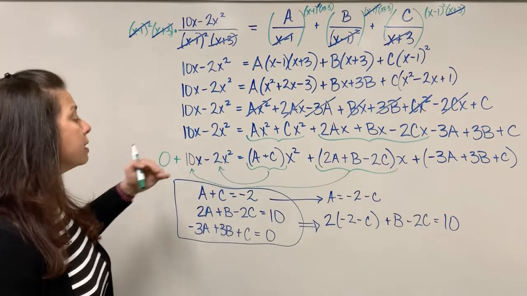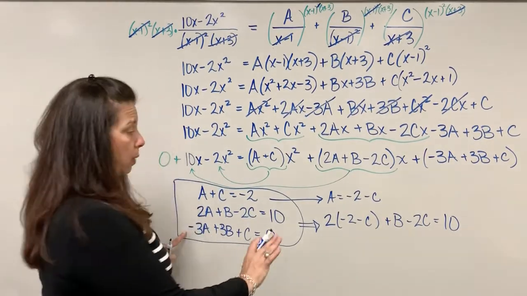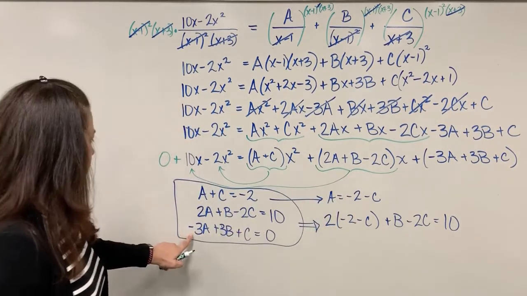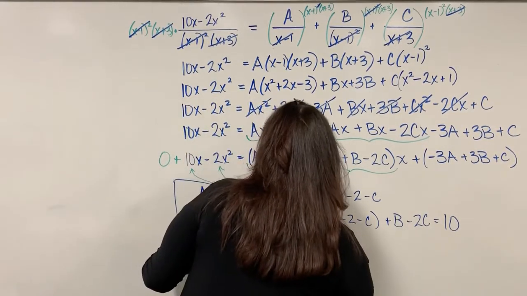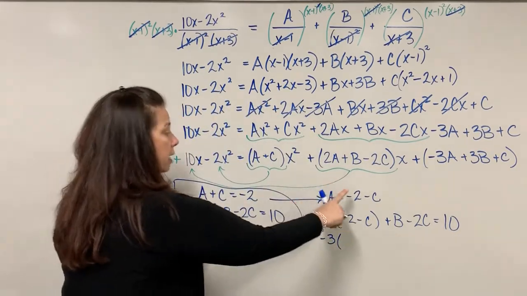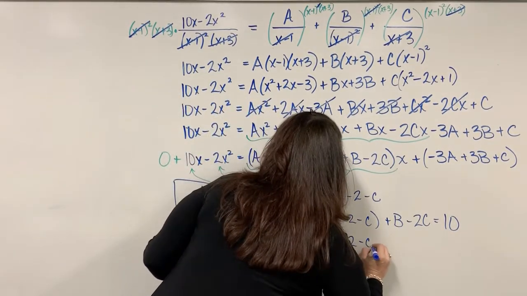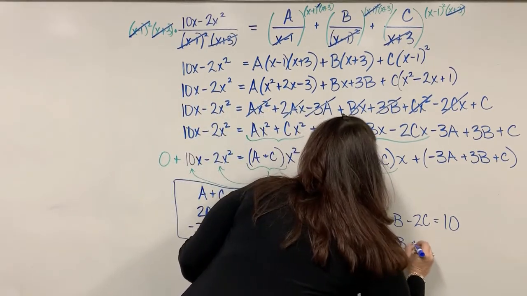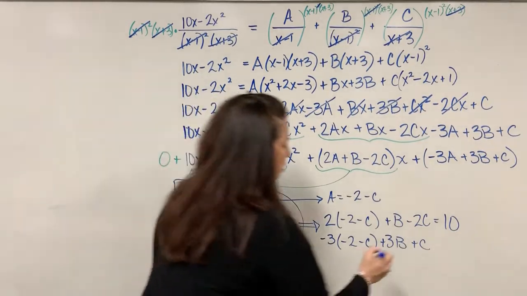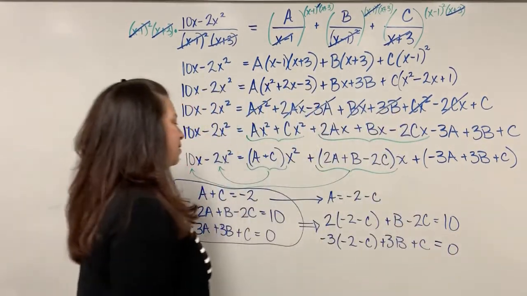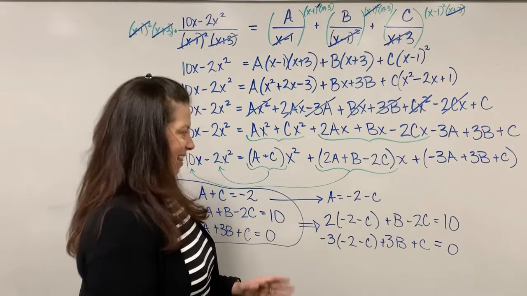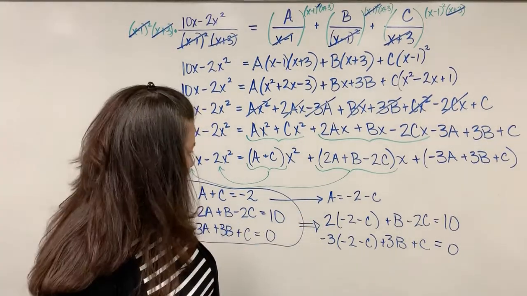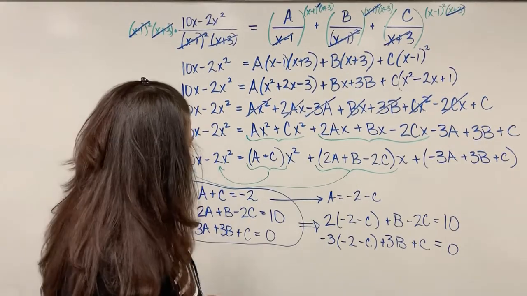Okay, I will do the same process in my third equation. I will replace the a here in my third equation with what I know it to equal. So I now have negative 3 times, instead of a, negative 2 minus c, plus 3b plus my c that I have here equals 0. Okay, so that's good news. I think I've got two equations here. I need to do some combining of like terms and simplify and continue on my journey.